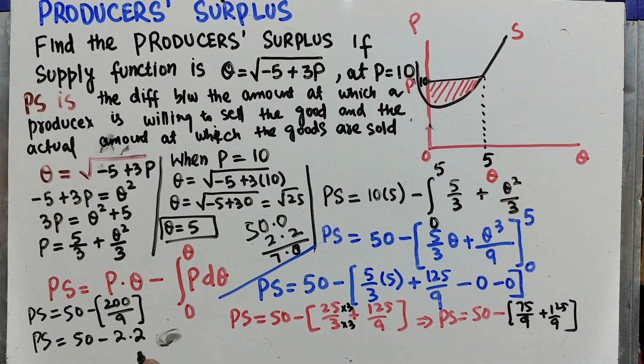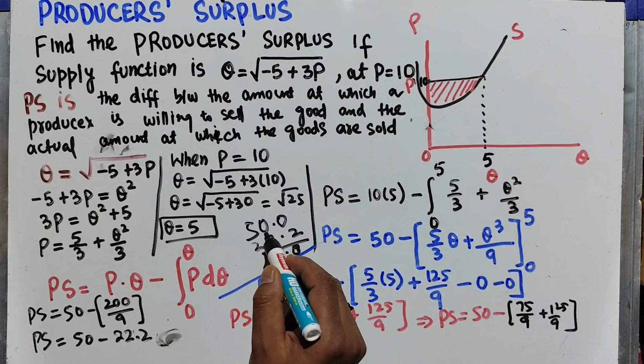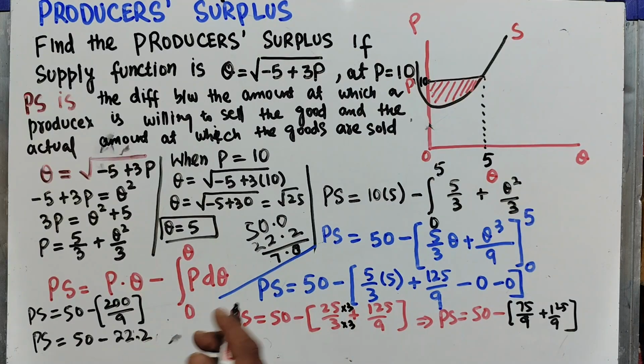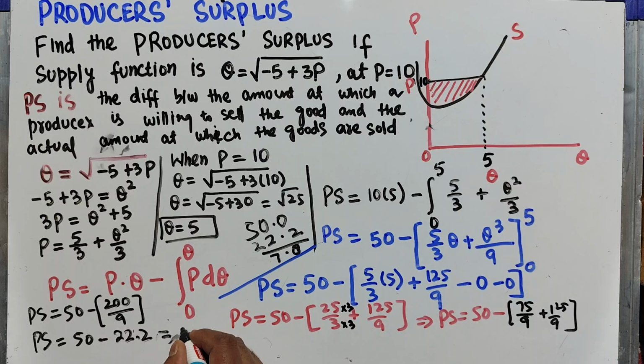So when we subtract 22.2 from 50, we get 27.8. That will be the producer surplus.